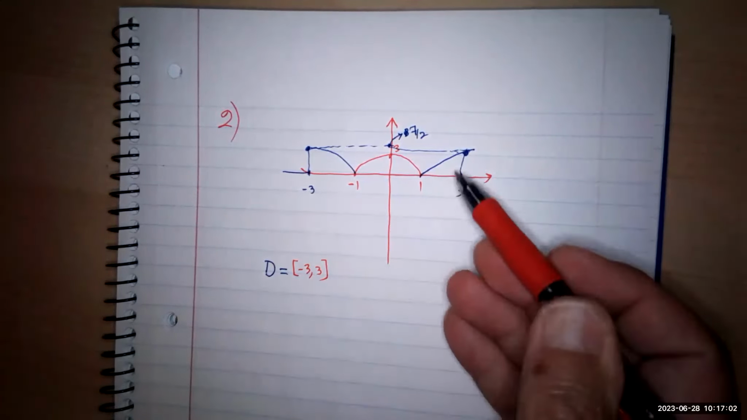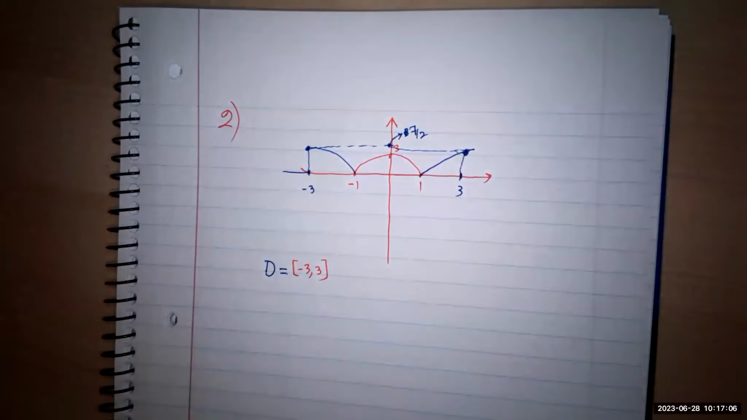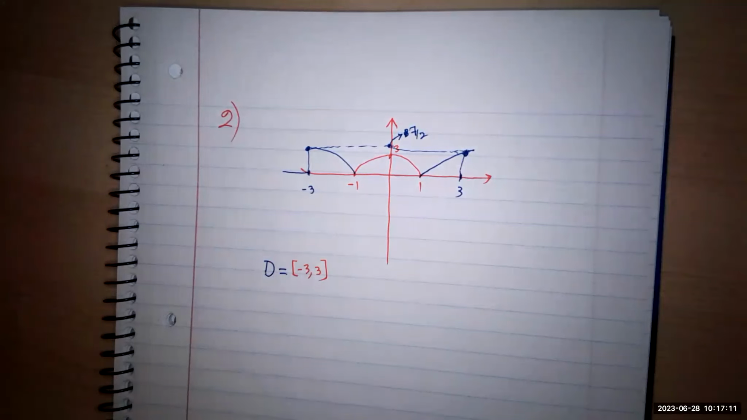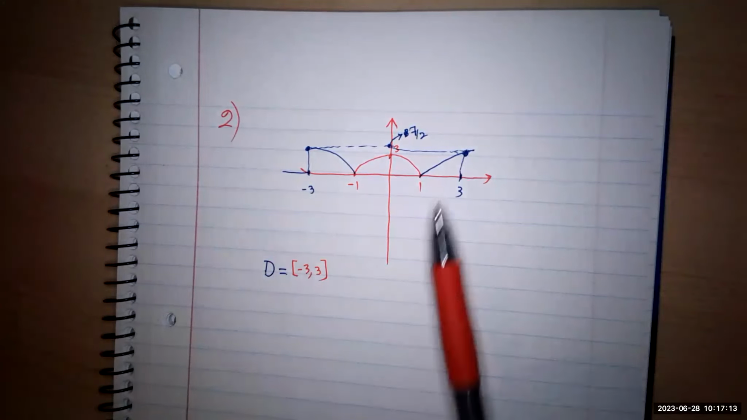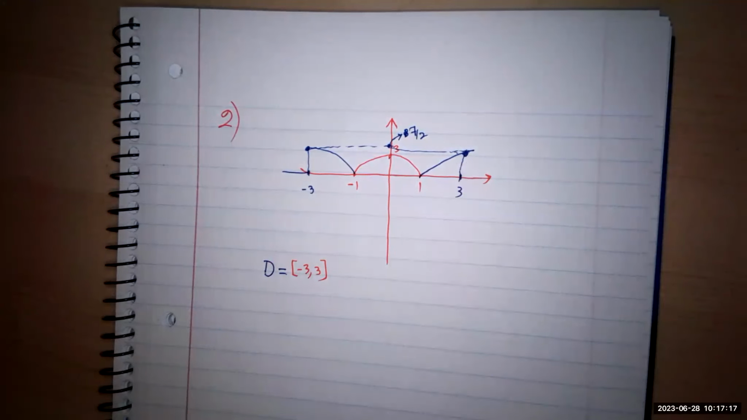Okay, if there is no solid point here, it's just going up, up, up, down, down, down. So in that case, you are going to get to -infinity, +infinity, but you don't have anything else after 3. So the domain would be -3 and 3. Any question?